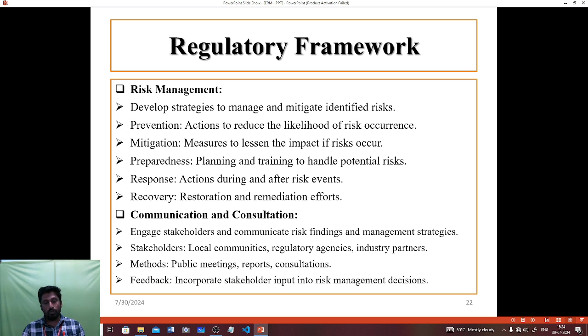So it is very useful to control risk management, and also to communicate with other people and create awareness for the particular people or working employees, and the reports and consultation help future generations. Then feedback collection from the public, industries, stakeholders, whatever. We collect the feedback and incorporate the stakeholder input into the risk management decision. Before decision making, we collect the feedback for the necessary steps done by the regulatory framework. It may be incorporated into the management decisions for the regulatory framework.